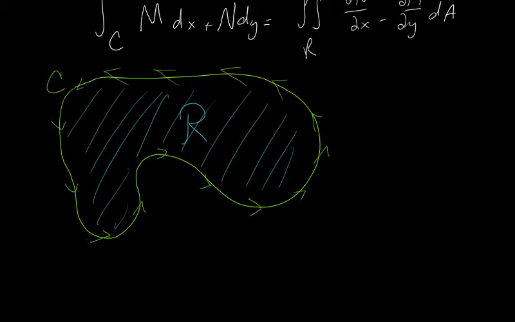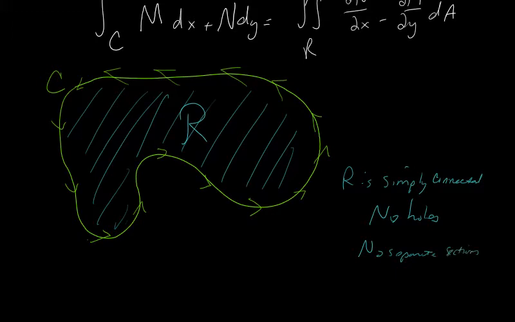R is simply connected, just meaning, like I said, there are no holes and there are no gaps. There are no separate sections. It's all just one smooth continuous piece. And C is going around that in a counterclockwise direction.